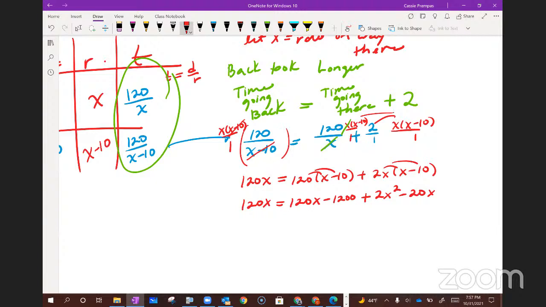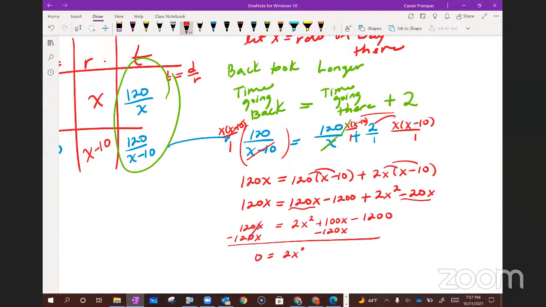I'm going to set this equal to 0. Let me go ahead and combine like terms first. 120x plus negative 20x. And I'm going to put the 2x squared first. Combine those to give me 100x minus 1200 equals 120x. Subtract 120x from both sides, which will give me 2x squared minus 20x minus 1200.